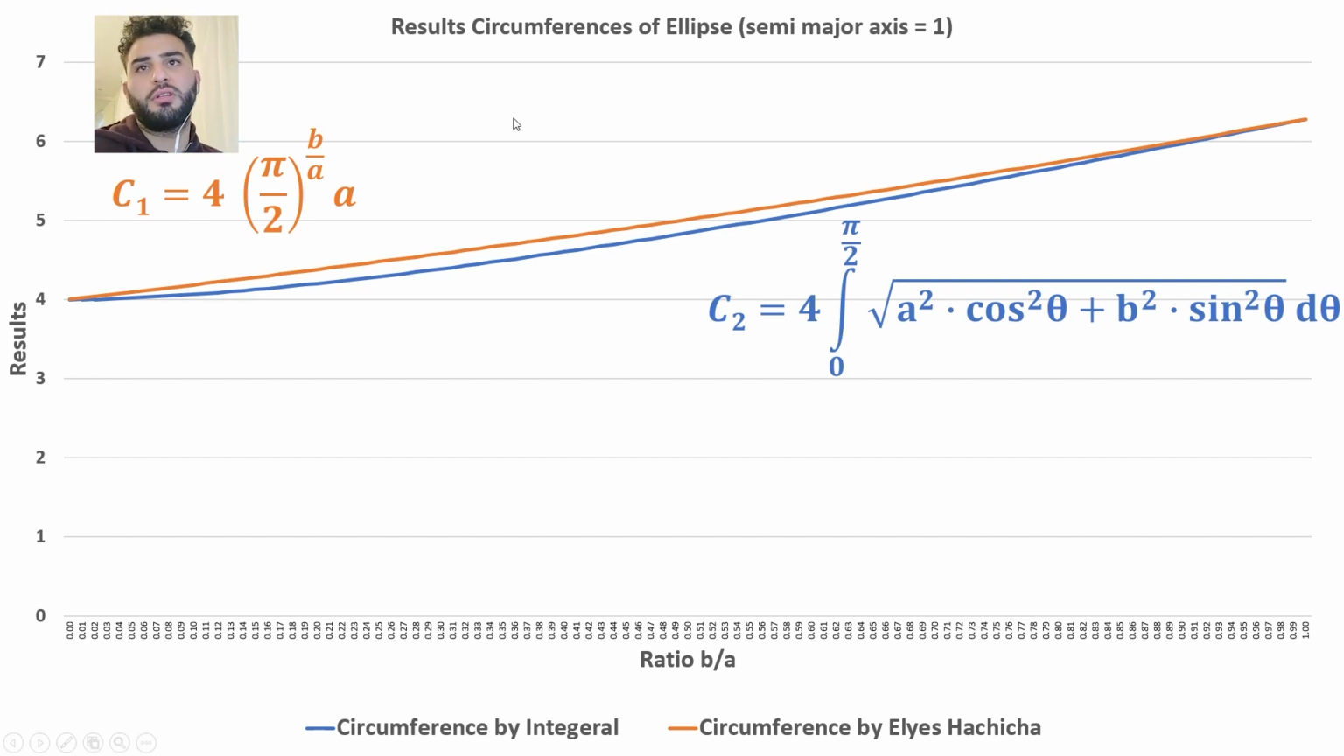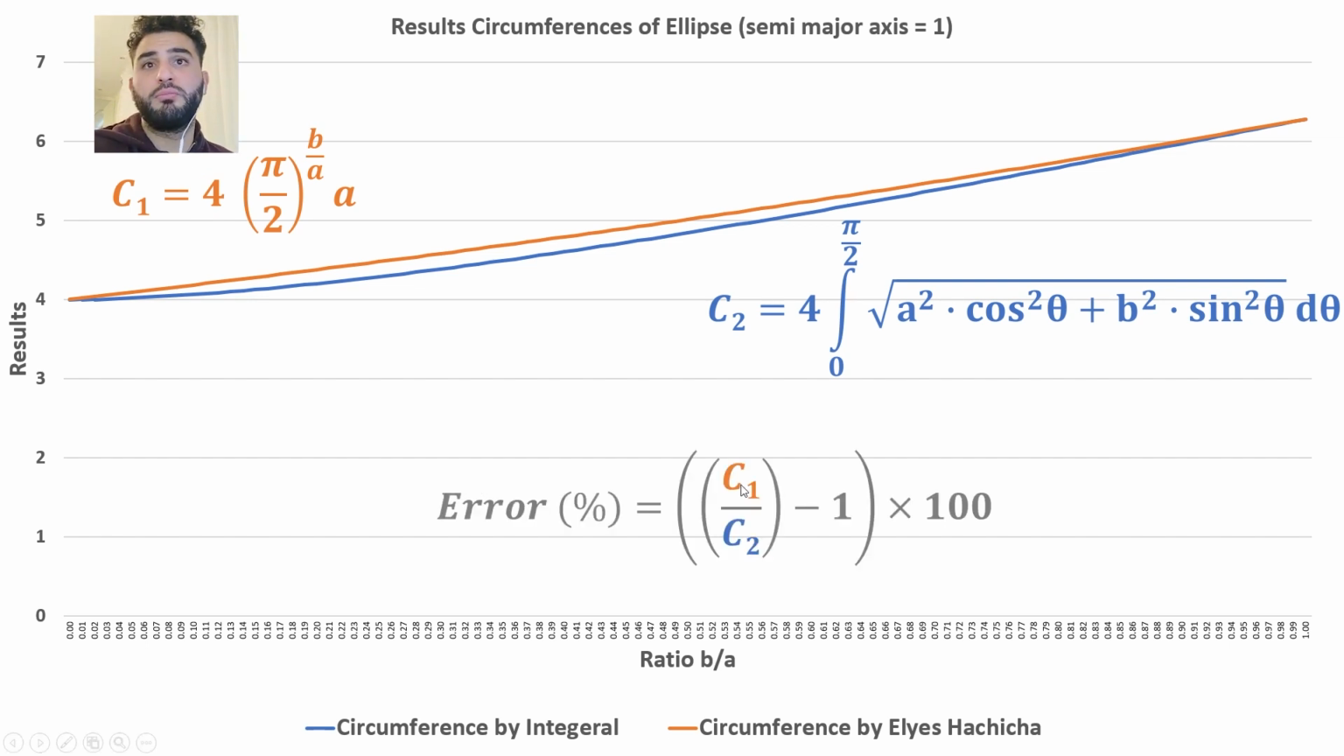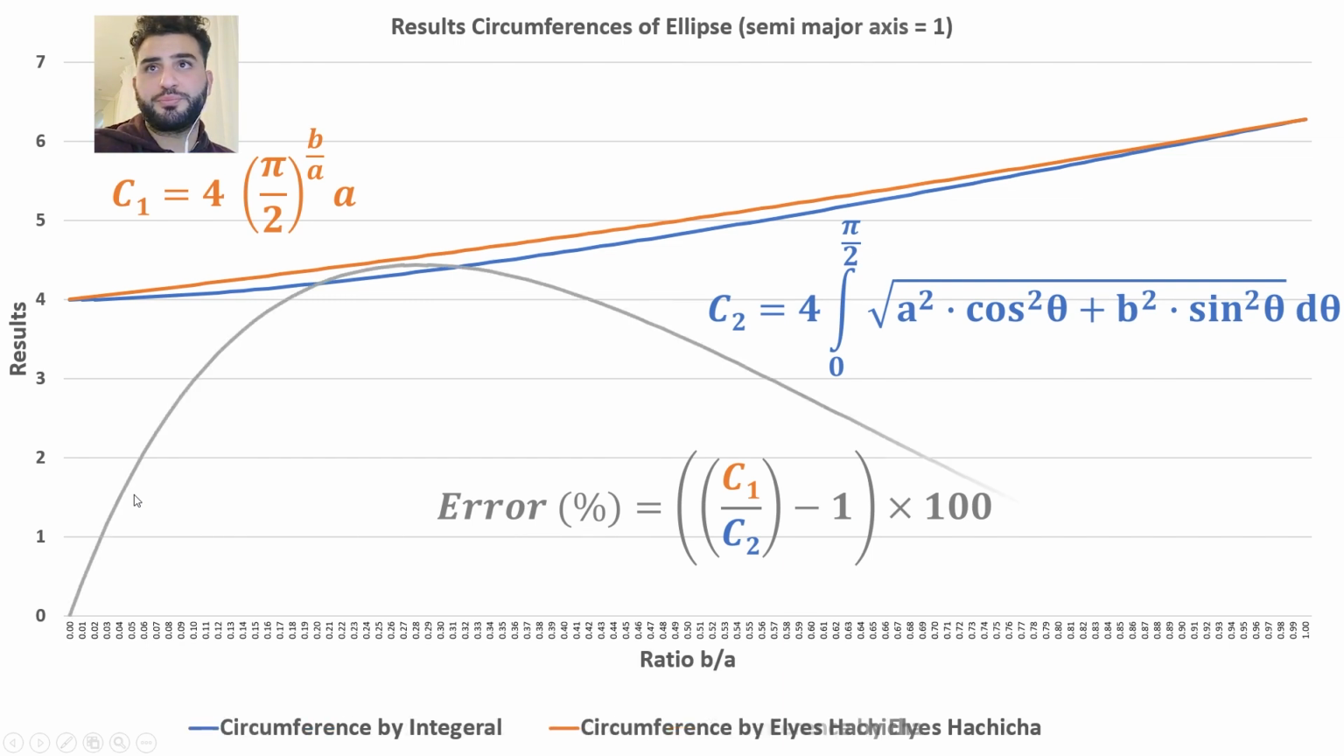So how did I calculate this error margin? I simply took my results and divided them by the results of the integral. That gave me naturally a factor. I did minus 1, and then I multiplied it by 100 to have it in percent. And I projected those results on the same graph. And so here is my error margin graph.